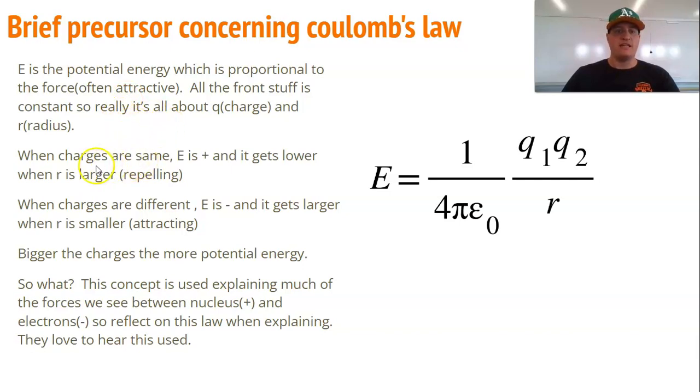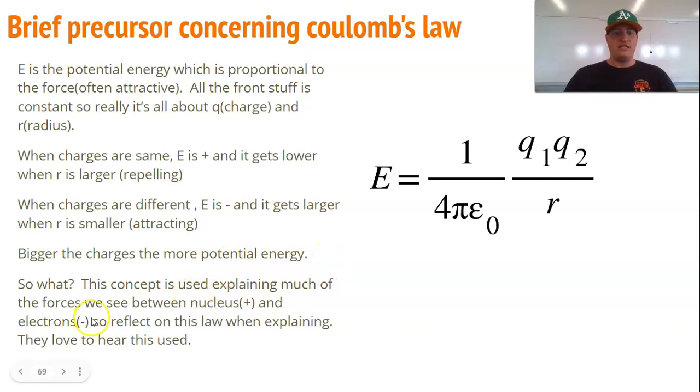So really what we want to see is that when the charges are the same, energy is positive and gets less when R is larger. So these would be repelling. So as you have two repelling forces further away, you have less potential energy. When the charges are different, energy is negative. It gets larger when the R is smaller. So if you have a positive and a negative, you bring them closer together, the stronger energy is going to occur, which means it's going to be a negative energy. So the bigger the charges, the more potential energy.